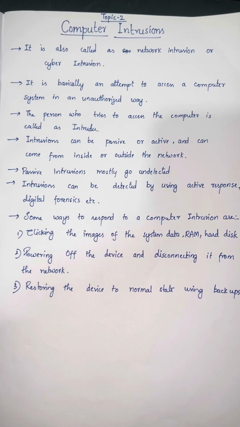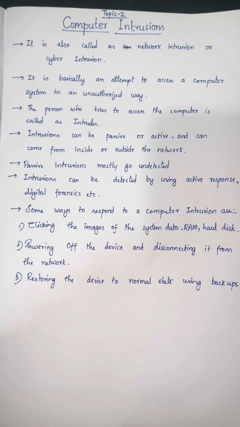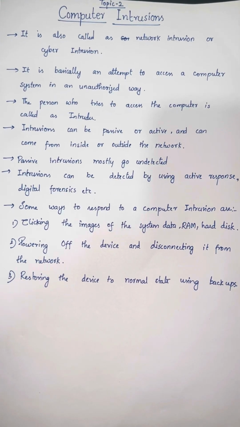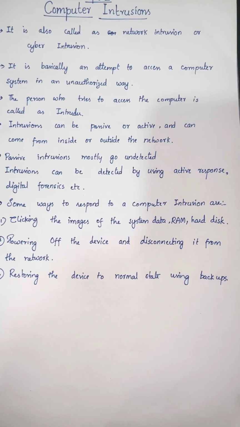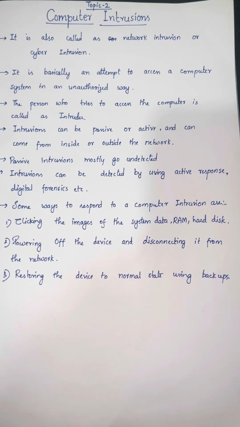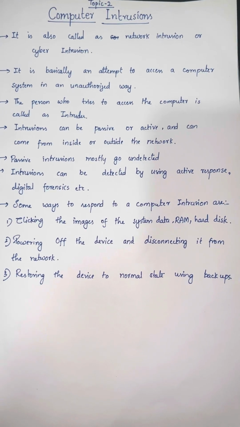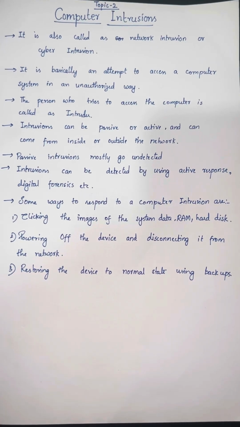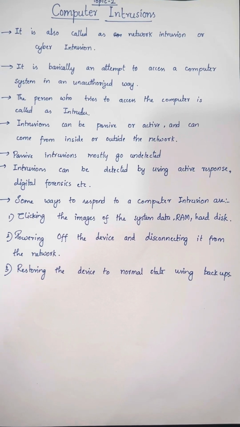So clicking the images of the system data can help us, and so can powering off the device and disconnecting it from the network. Intrusion takes place from a network, as we have learned. So when we disconnect the network, there may be chances of disconnecting from that intrusion. And the last point is restoring the device to normal state using backups.